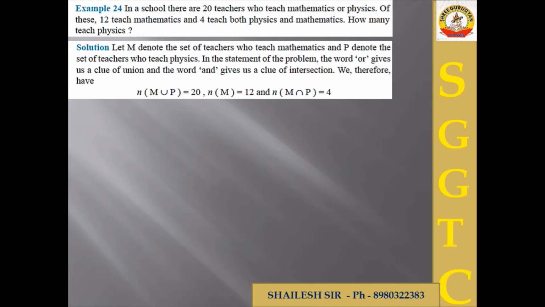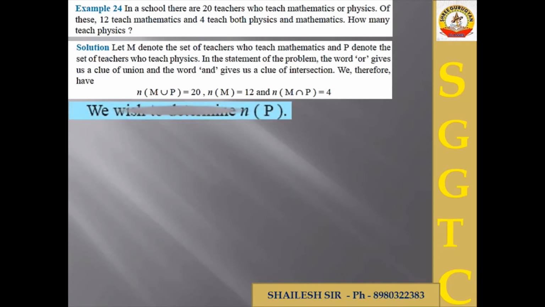Whenever you are given an "or" between sets, you just apply union. And if you are given an "and" in any word problem, you apply their intersection. So n of M is 12, given for teaching mathematics, and both common is given. Look at that in the question: both physics and maths is 4. So M intersection P is 4.